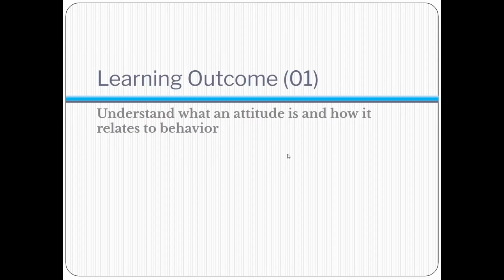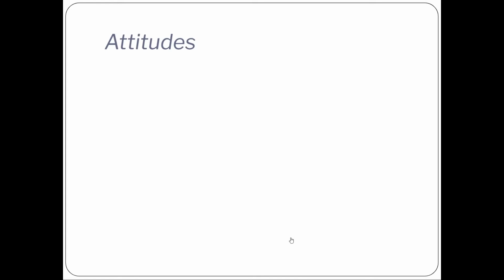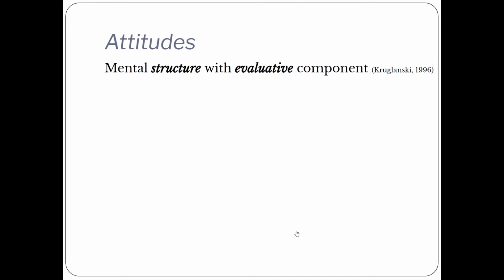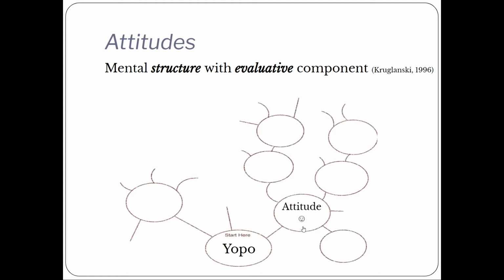So this is learning outcome number one. All right. So let's talk about what is attitude. What is an attitude? And I really like Kurlansky's definition of attitude. That is, it is a mental structure with an evaluative component. Right. So if you remember back to our discussion of cognitive structure and schema, attitude is basically a schema with an evaluative component.